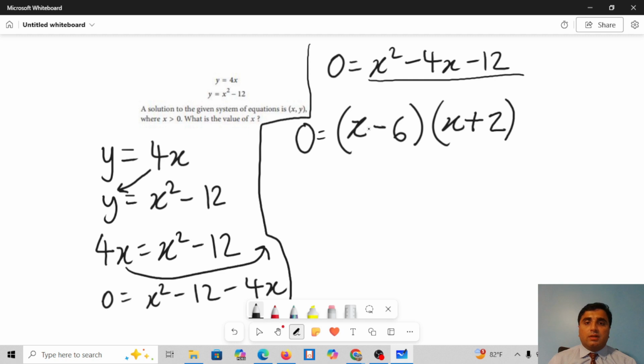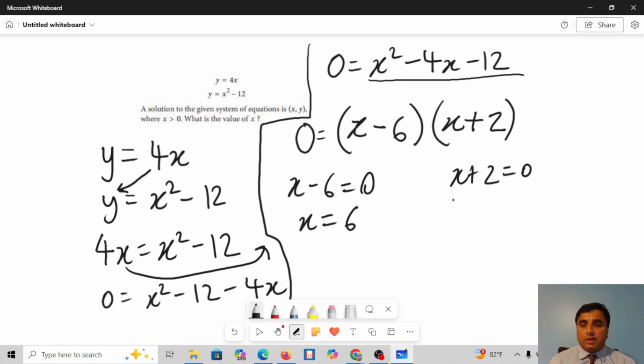So, x minus 6 when set equal to 0 gives x equals 6. X plus 2 when set equal to 0 gives x equals negative 2. So we have satisfied the condition of their sum being positive 4 and their product being negative 12.